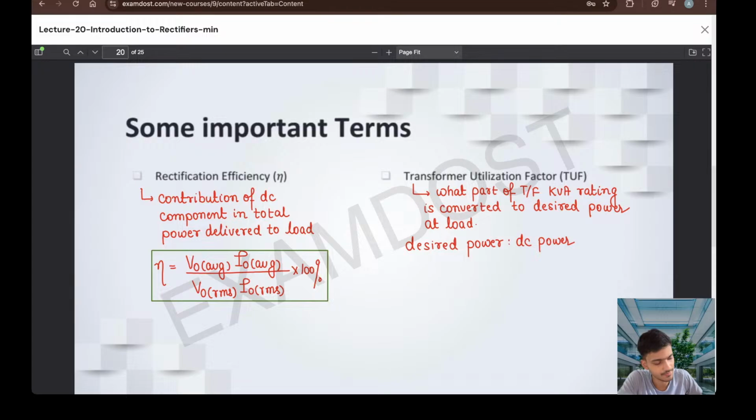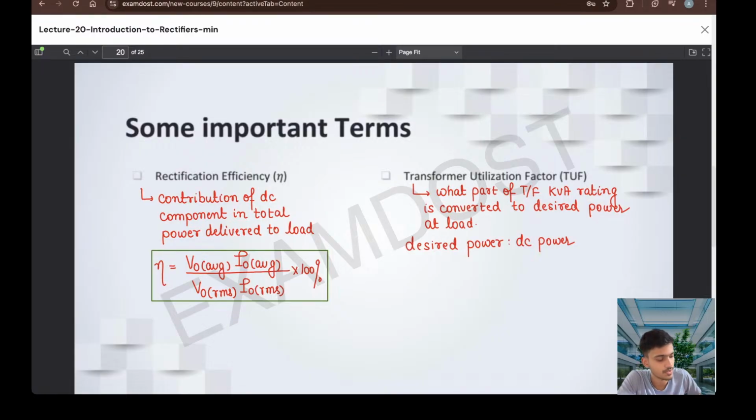Rectification efficiency is the contribution of the DC component in the total power delivered to the load. Like the desirable power divided by the total. Desirable power divided by total power, in percentage, into 100, we can say that.